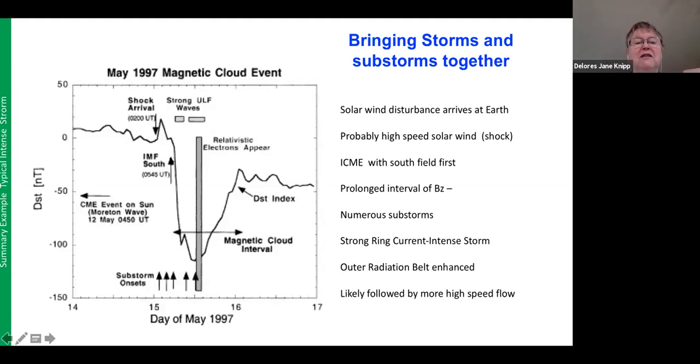So we tell you here that the IMF turned southward as a result of a CME that is coming in from the sun. It was a very energetic one. It created a Moreton wave at the sun. As we are coming into this main phase, we're seeing that there are multiple substorm onsets. So in addition to the primary crosstail electric field, we're getting these channels of flows that I showed you in the movie to contribute to the ring current. And now we start to see here, just as we get to Dst minimum, we're starting to see the appearance of relativistic electrons.